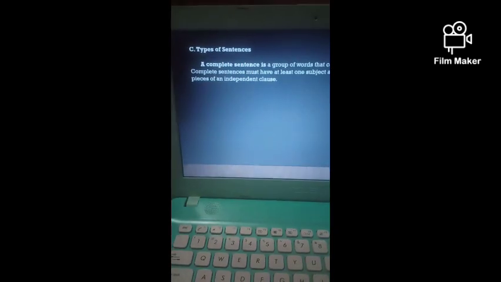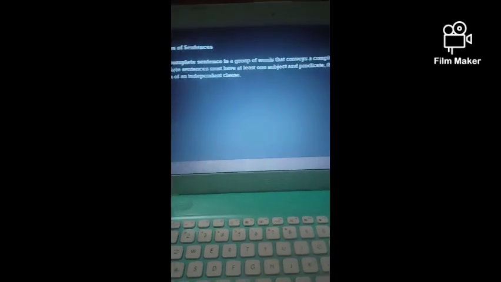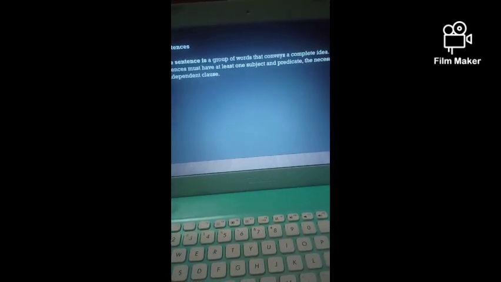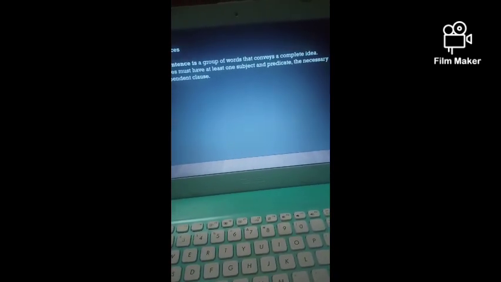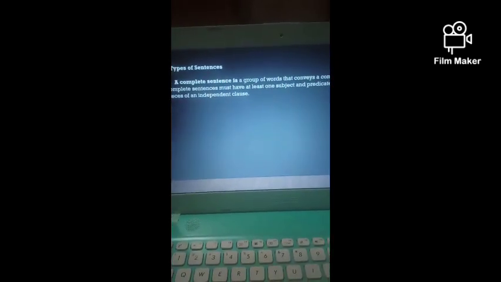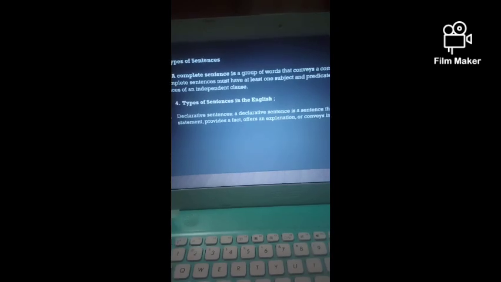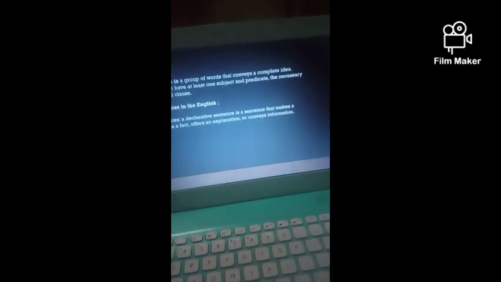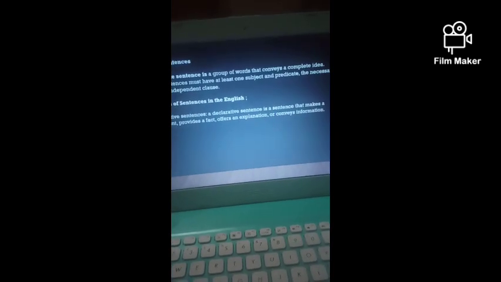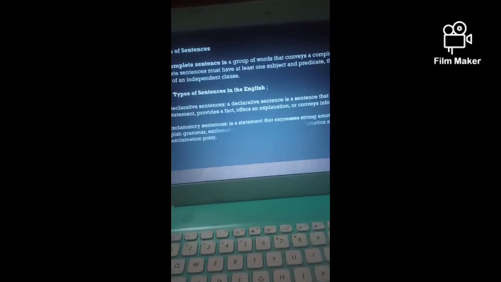Types of sentence. A complete sentence is a group of words that conveys a complete idea. A complete sentence must have at least one subject and predicate, the necessary pieces of an independent clause. There are four types of sentences in English. Declarative sentence: a declarative sentence is a sentence that makes a statement, provides a fact or an explanation, or conveys information.